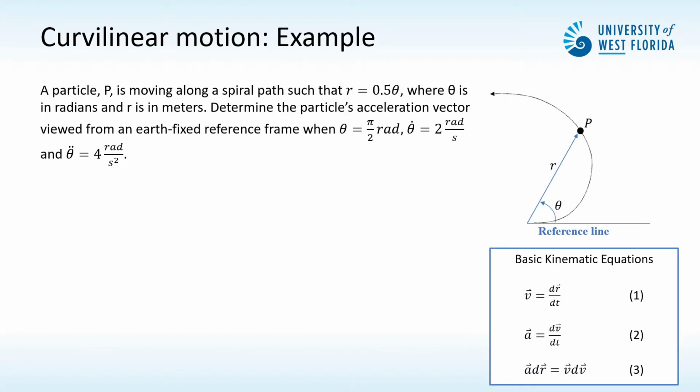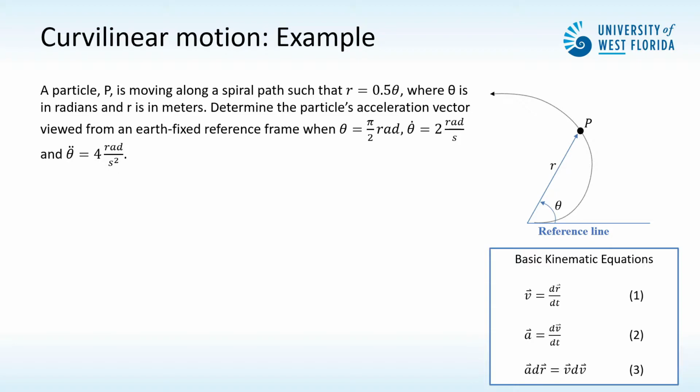With that as background, let's look at this example. A particle P is moving along a spiral path such that r equals 0.5 theta, where theta is in radians and r is in meters. We're asked to determine the particle's acceleration vector viewed from an Earth-fixed reference frame when theta is pi over 2 radians, theta dot is 2 radians per second, and theta double dot is 4 radians per second squared.